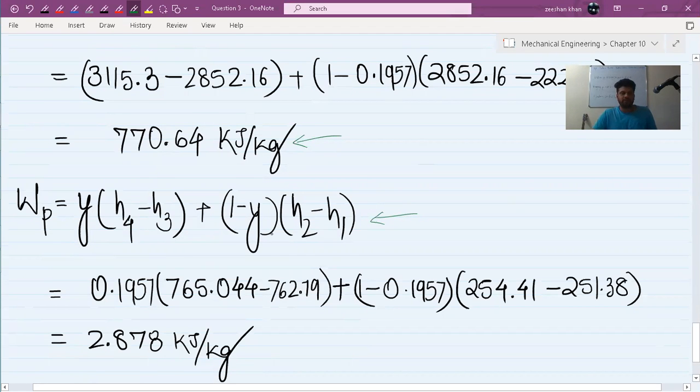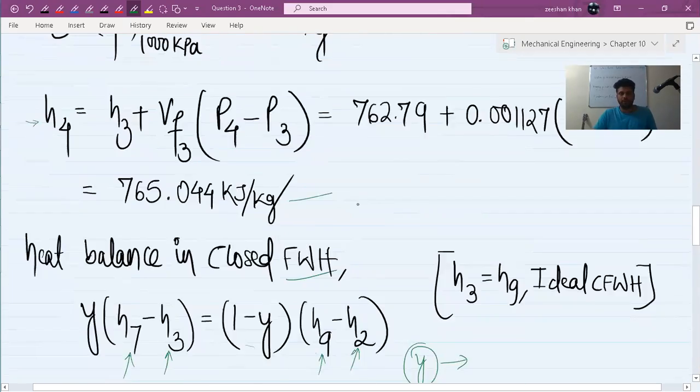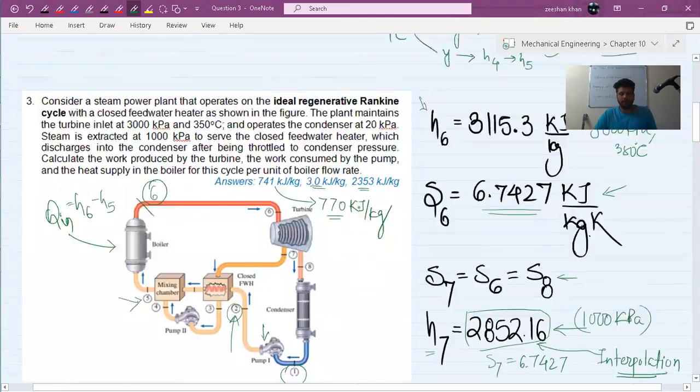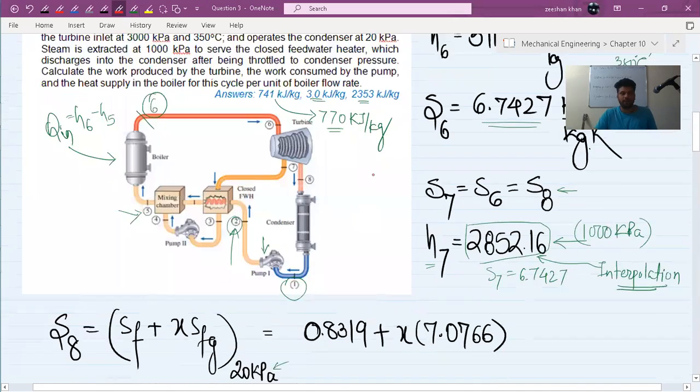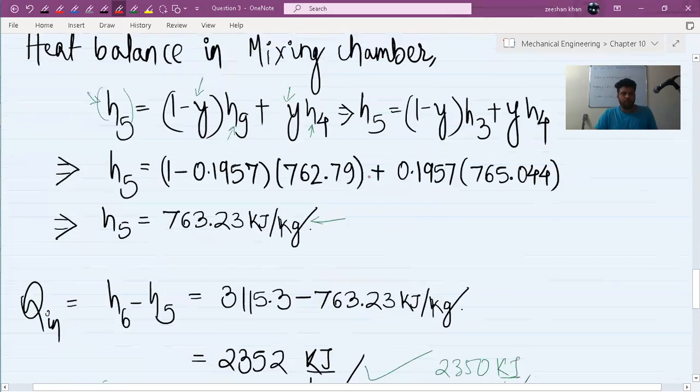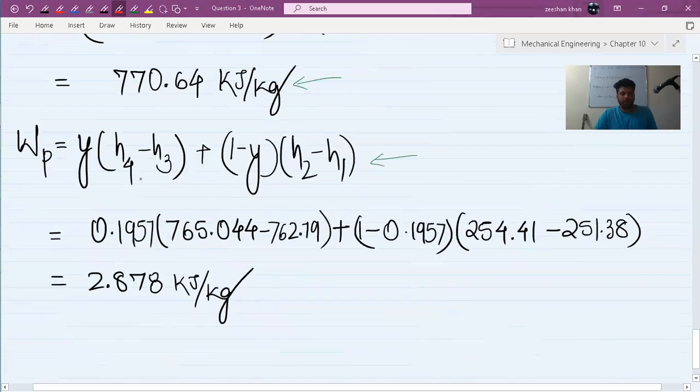plus 1 minus y times h2 minus h1. Yes, the pumps are only working between these two states. Let me just show you. This is where the pump is working between 1 and 2 and between 3 and 4. So that is why we have put the pump work equal to h4 minus h3, h2 minus h1. Plus, you should know that between the fourth state and third state, there was only y amount of steam, and between the second state and first state, there was only 1 minus y amount of steam. So that gets you the pump work.